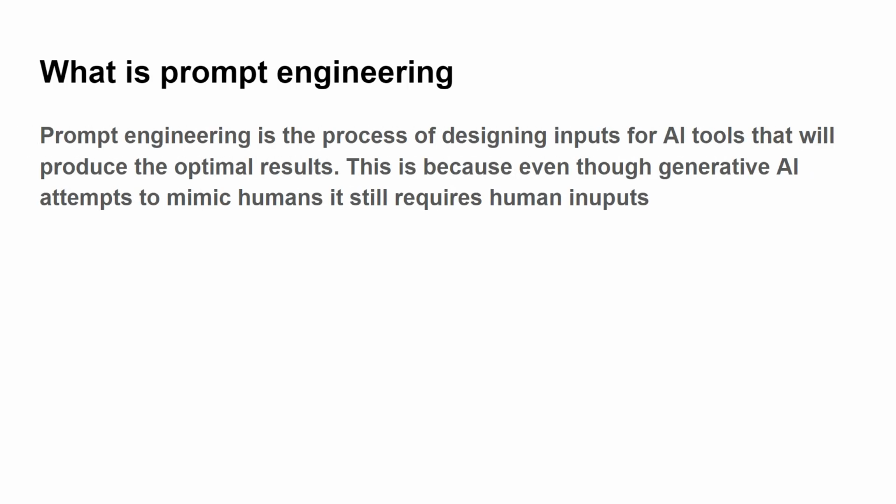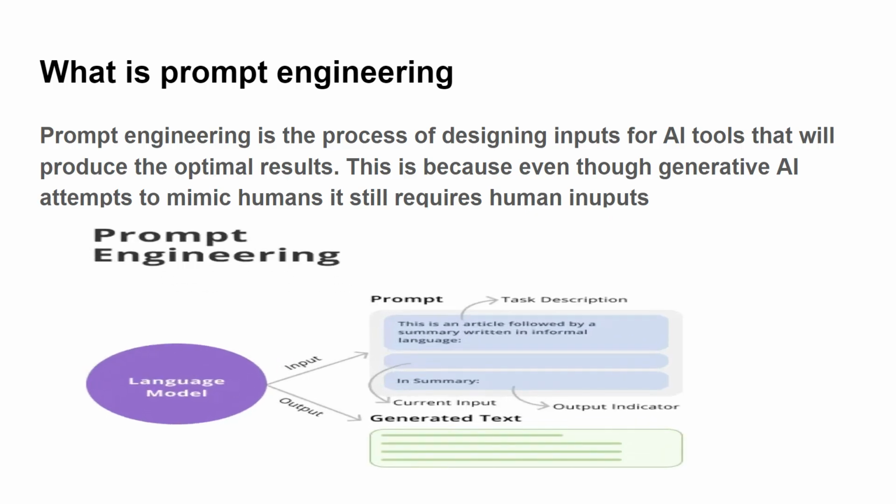What is prompt engineering? Prompt engineering is the process of designing inputs for AI tools that will produce the optimal results. This is because even though generative AI attempts to mimic humans, it still requires human inputs. Now, this is a diagram of prompt engineering generally. It features the prompt, which in most cases takes the form of words, a question, or something similar. Then afterward, it shows the generated outputs of the language model.